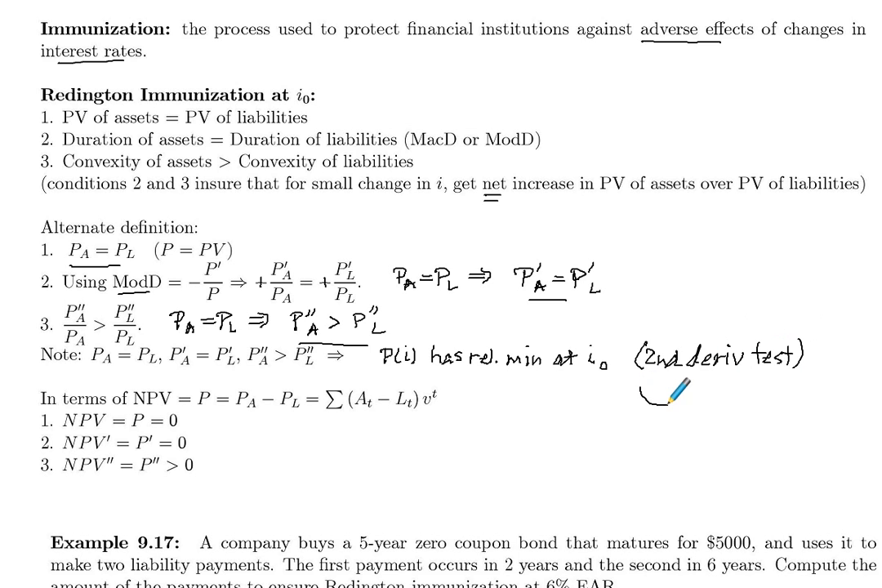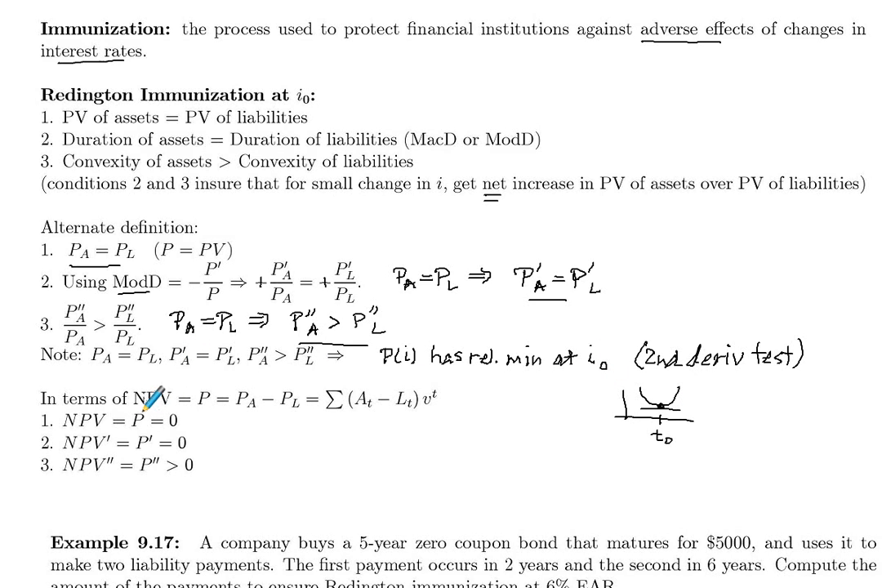Right? You've got this type of situation. Here's your relative min, that's at i0. P prime is equal to 0, that's your horizontal tangent. P double prime is greater than 0, so you've got a relative min. You have to look at it in terms of net, though.